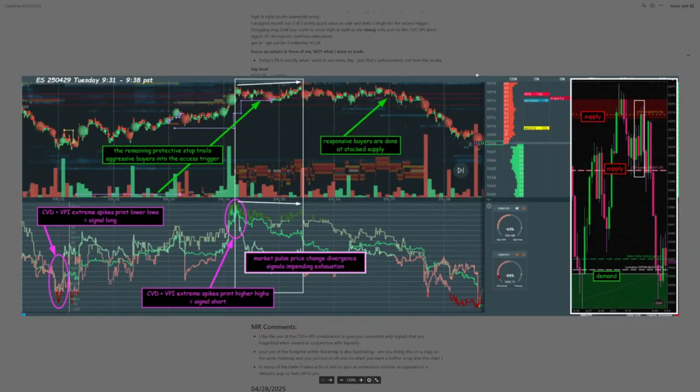So on your entry, you're real happy with your entry here. Yeah, that entry. So you could see I missed my initial entry, but seeing that spike into the extreme in the subchart, I just grab that order and pull it into price. Get a little bit of a better entry.